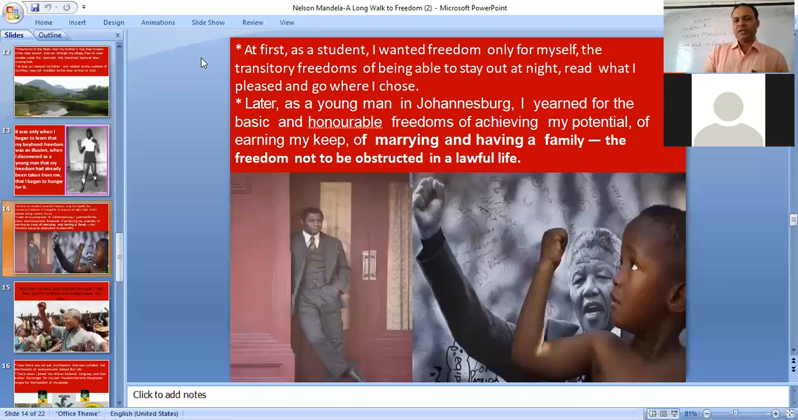With the help of the picture, Nelson Mandela's determination is explained beautifully. At first, as a student, I wanted freedom only for myself. As a student, he wanted freedom for himself and for his family. When I was a student, I only spoke of freedom for myself and my family. When I became a young man, I began to talk about people. When I matured, I began to talk about my country.